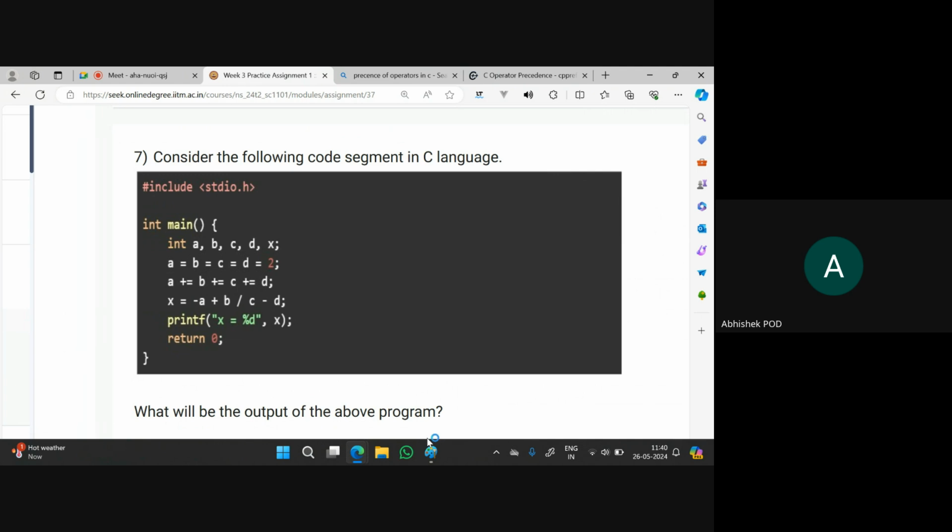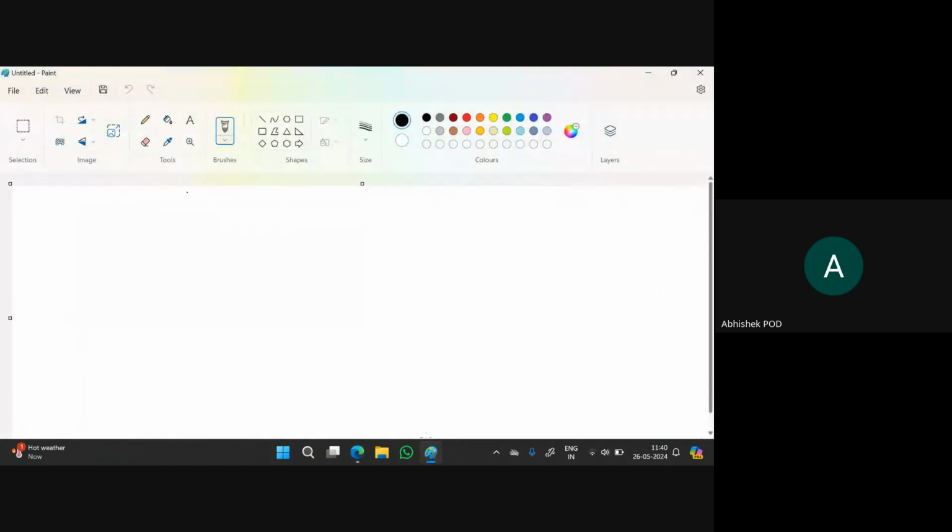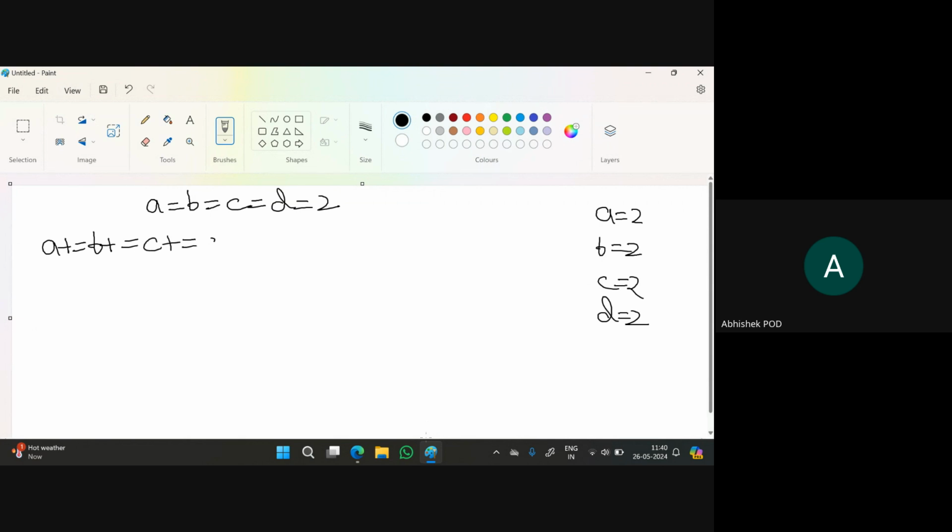So it is creating 5 variables and it is initializing the first 4 variables with the value 2. So it is saying that A, B, C, D, they all are 2, and I am going to write them here as well. A is 2, B is 2, C is 2, and D is also 2. And after that, it is saying A plus equals to B plus equals to C plus equals to D. Let us get started by breaking down this expression from the right hand side since it's an assignment operator. So A plus equals to B plus equals to, what should I write it as?